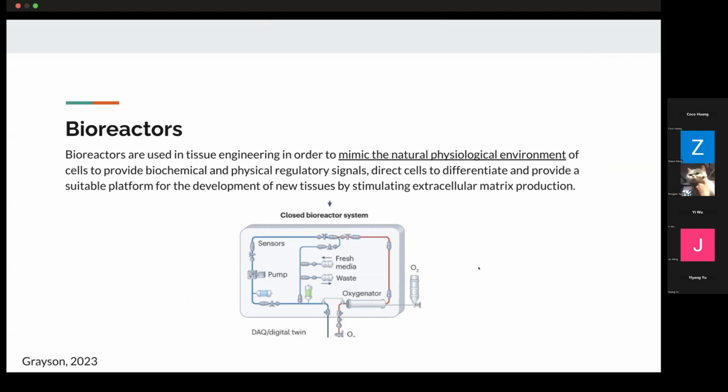Yeah, that's basically the end of my slides. Please correct me if there's anything wrong about it. I'm also new to this topic. Okay.